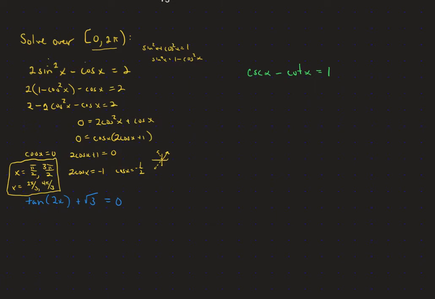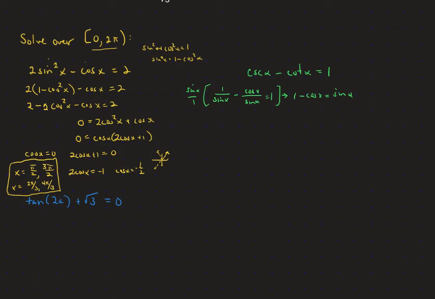Now this next one's a little tricky. There's a couple ways we can do it. I think the way I would lean towards is let's rewrite these as sines and cosines. When we do that, we can see that they both have denominators that are sine x. So if we multiply through by sine x, we'll get rid of those denominators. So that will become 1 minus cosine x, and then we'll get a sine x on the other side.